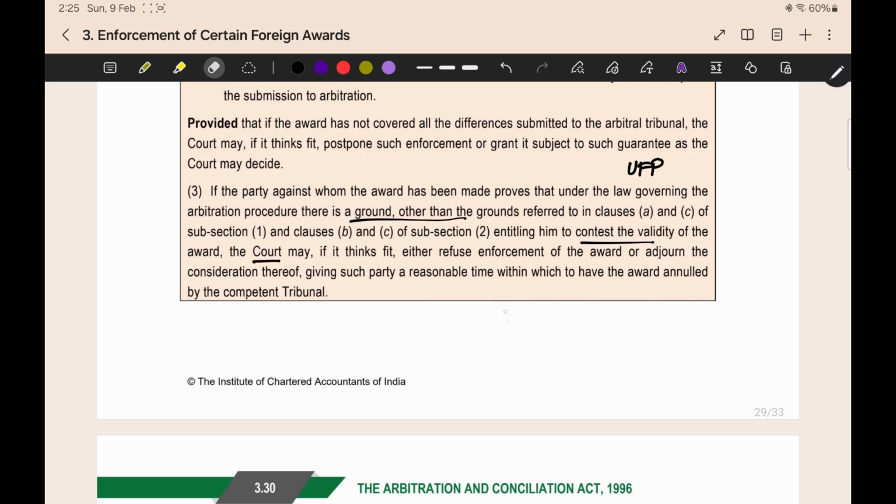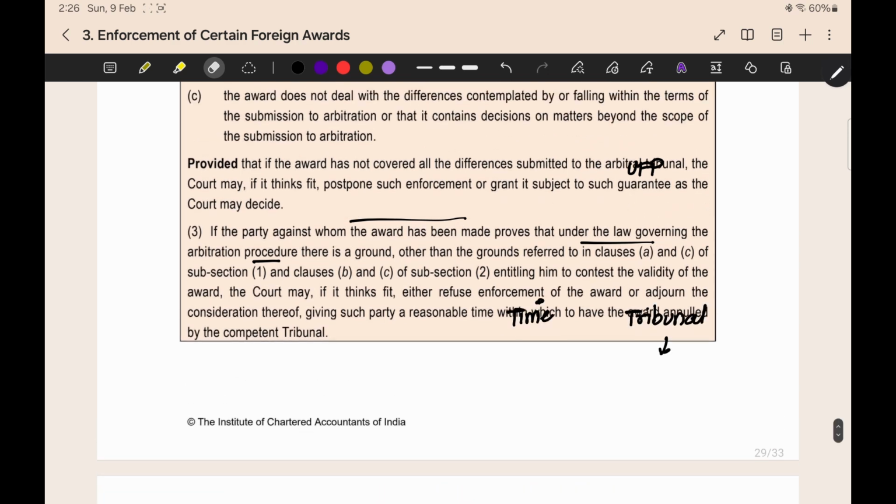Now, what the court can do? It can give time to the unfavorable party to prove this to the arbitral tribunal. The tribunal which gave this award, unfavorable party has to prove the ground to the tribunal, and he should get the cancellation of the award from the tribunal. After hearing the ground, the tribunal what will do? It will cancel the award. This is given under subsection 3. The simple thing is, if there is any other ground upon which you can refuse the enforcement other than this section, you should go to the tribunal and you should tell the ground. The tribunal, if it accepts it, it will give for the cancellation of the award.